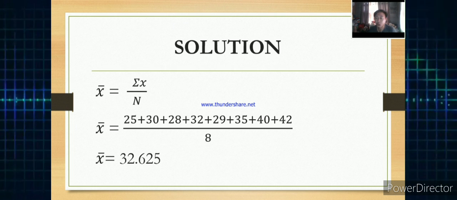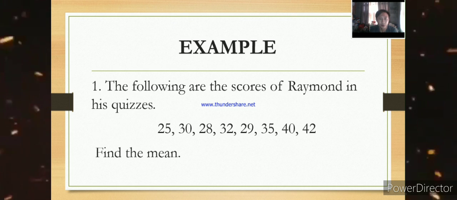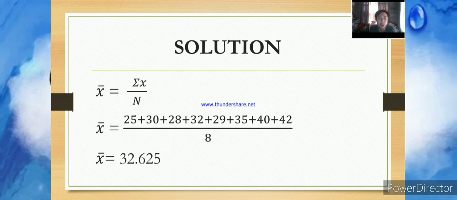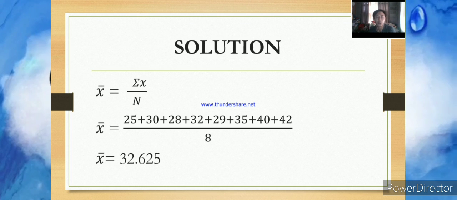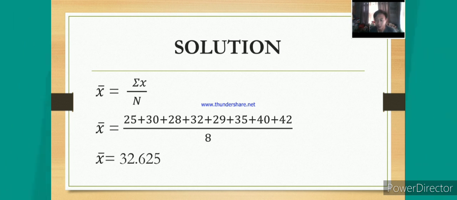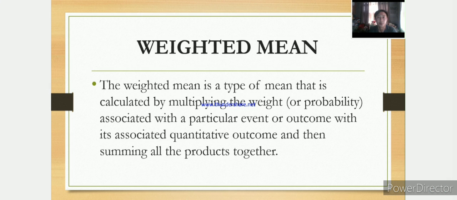So then substitute the numbers. Mean is equals to... substitute scores and add all of the scores: 25 plus 30 plus 28 plus 32 plus 29 plus 35 plus 40 plus 42 all over 8. So in total, 32.625. So our mean is 32.625.